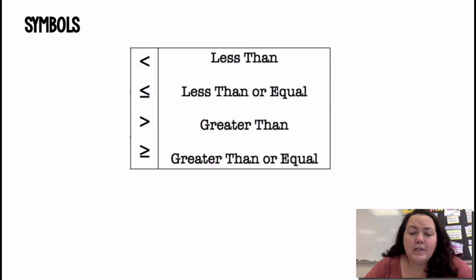We also use the less than or equal to, the greater than or equal to symbols. And I always remember less than kind of looks more like an L, just slanted a little more. So the one that looks more like an L is less than, and the one going the other direction is greater than. And then the little line under it means it can also equal that value.